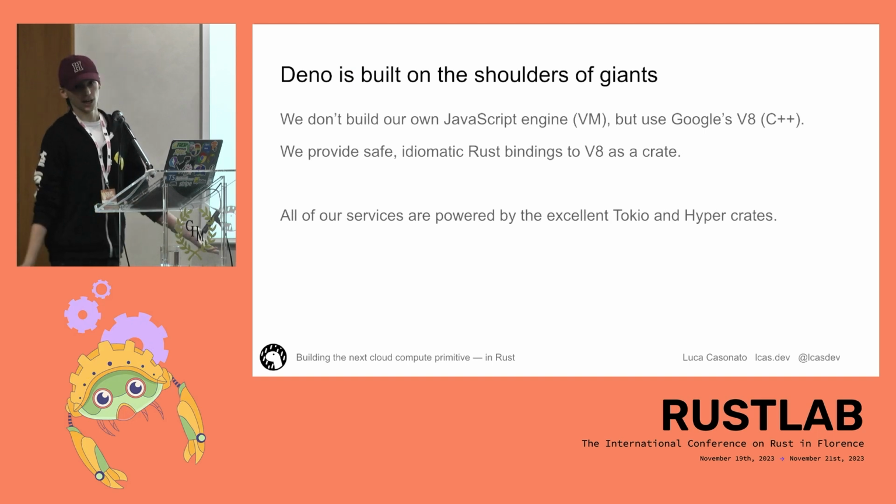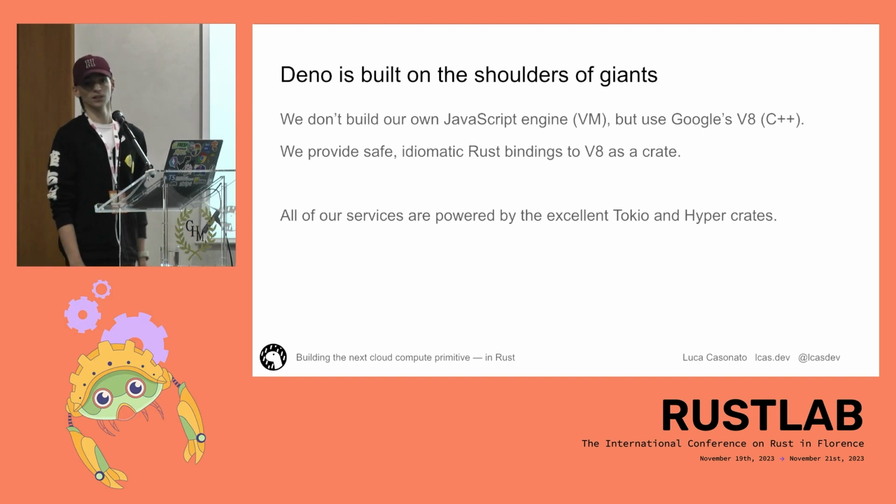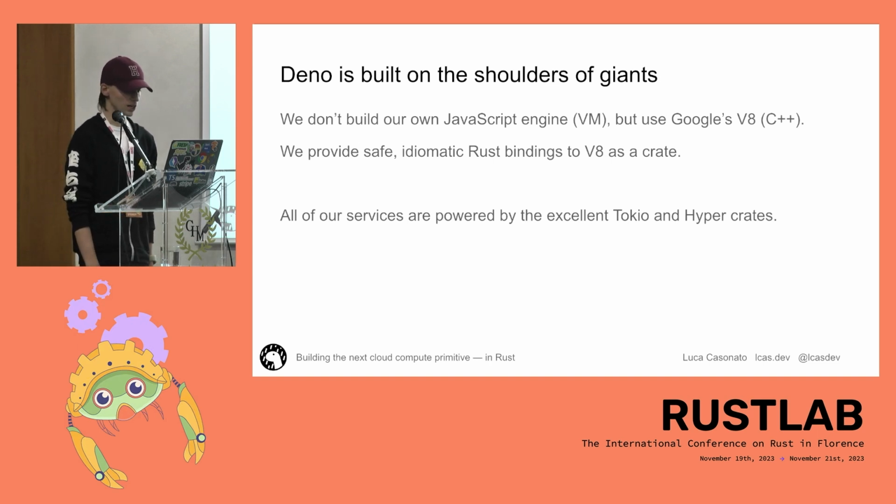But yeah, we're not entirely written in Rust, actually. We use a little bit of C++. Actually, we use over 1 million lines of C++ in the form of Google's V8, which is a JavaScript virtual machine that is the thing that powers JavaScript in Chrome. It's actually the same thing that powers JavaScript in Node also. But we provide safe idiomatic Rust bindings to V8.